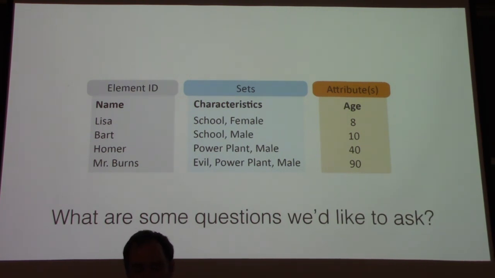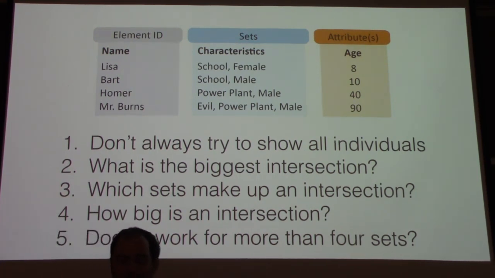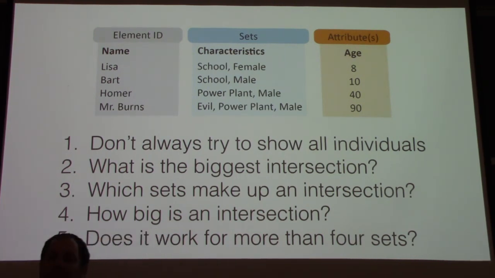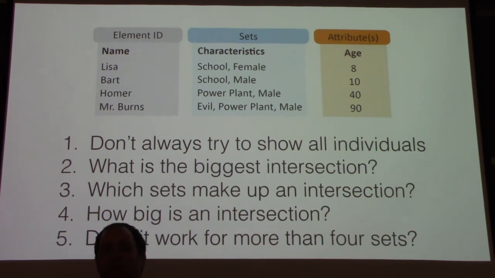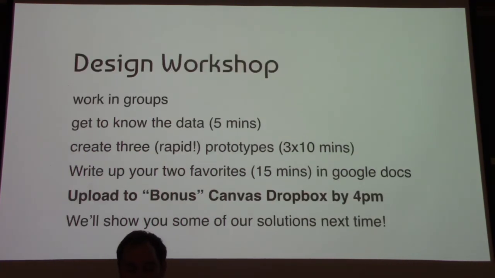So what are some of the questions we would like to ask? Or what you should design for. One design guideline that I want to give you is don't always try to show all of the individuals. I've done this exercise a couple of times before, and most people try to always show everybody, but sometimes it's just as useful to show what is the biggest intersection, right? What are the biggest sets? Which sets make up an intersection is something that we care about. Like in the banana example earlier, it was hard to trace which sets make up an intersection. How big is an intersection? Not only identifying the biggest one, but how big is it? And then you should also design something that works for more than 4 sets.